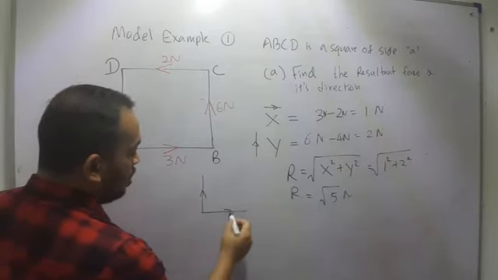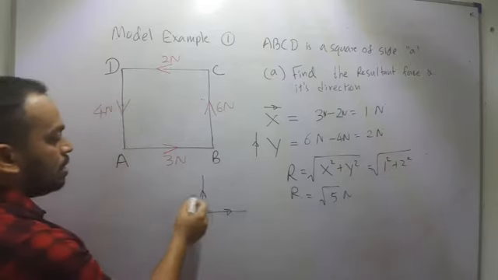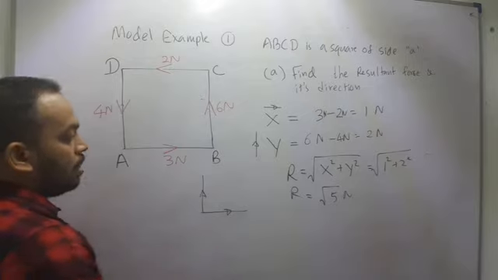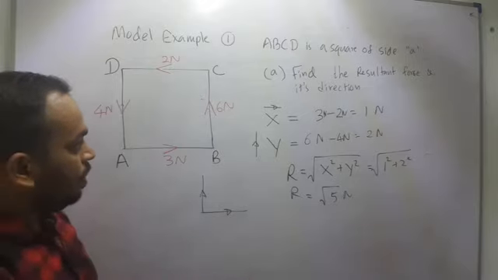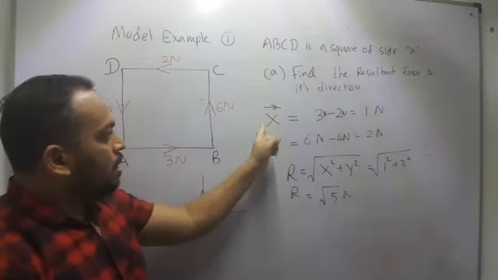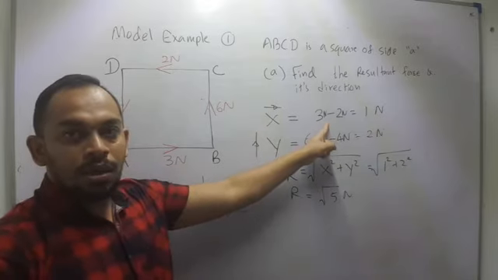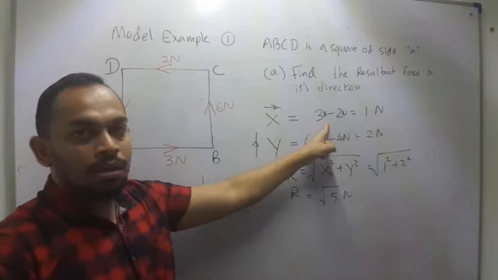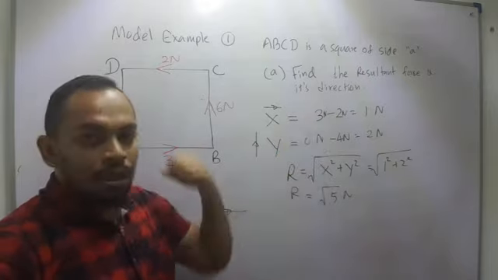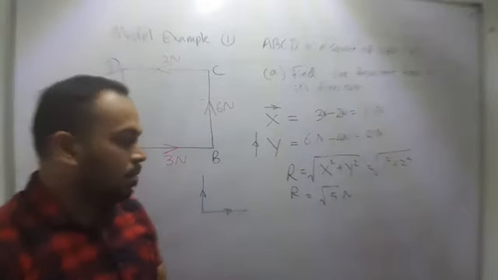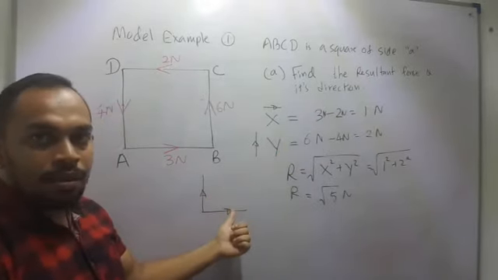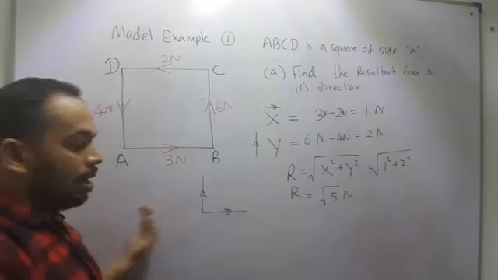small sketch like this. Mention the direction. Now, if your answer is negative here, that means your resultant horizontal component would be of the opposite direction. So, if that is the case, make the direction of x the other way.